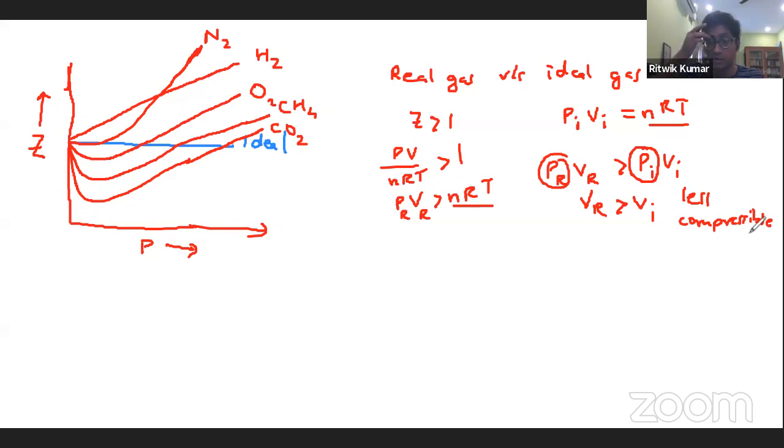Is it clear now, Aditya? It's a comparison. So you have to assume we are keeping that ideal gas at the corner to look at how the real gas behaves with respect to that ideal gas. Clear? Okay.